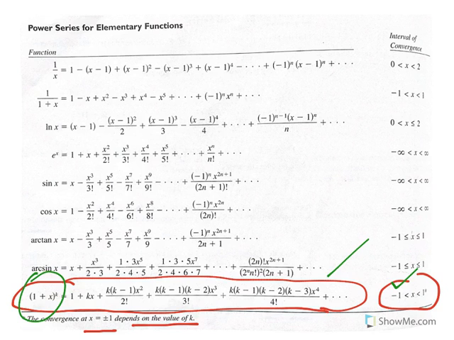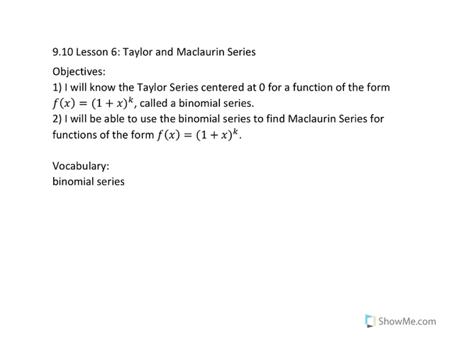And does this power series converge to the function from which it was derived? To answer that question, you would have to use theorem 9.23, but the answer is yes. But we won't go over that. So you will know that the Taylor series centered at 0 for a function of the form f of x equals (1 plus x) to the k is called a binomial series, and we just looked at that.